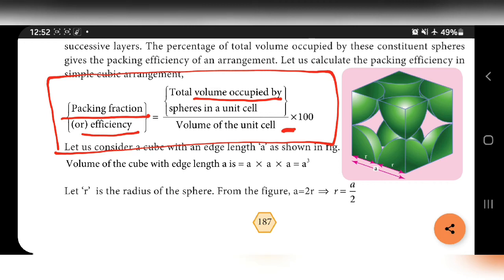So packing efficiency is the total volume occupied by spheres in the unit cell divided by the volume of the unit cell, multiplied by 100. This is called packing efficiency. Let us consider a cube with edge length a. The volume of the cube is a cube, so instead of the volume of the unit cell, we can substitute a cube. And the total volume occupied by the spheres in the unit cell.